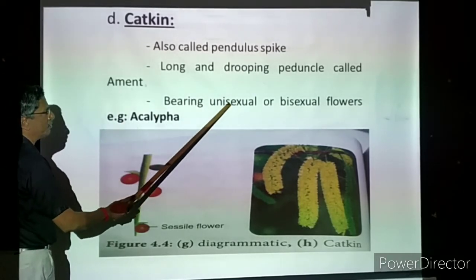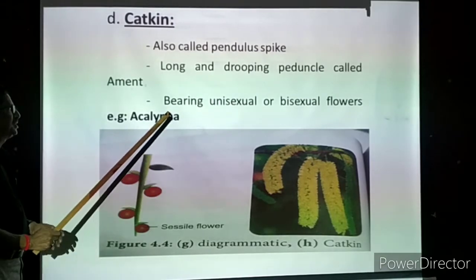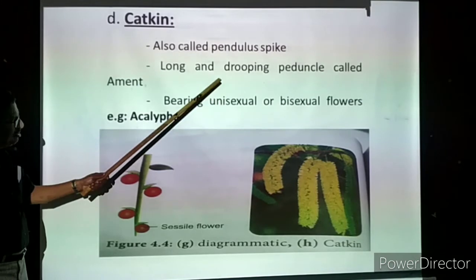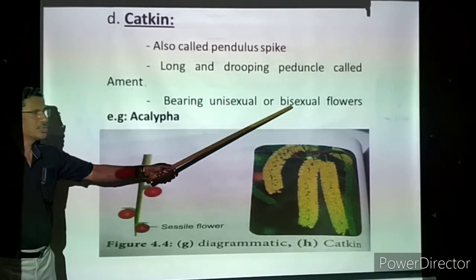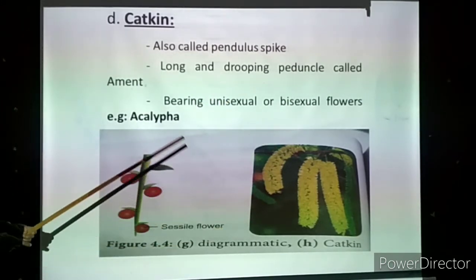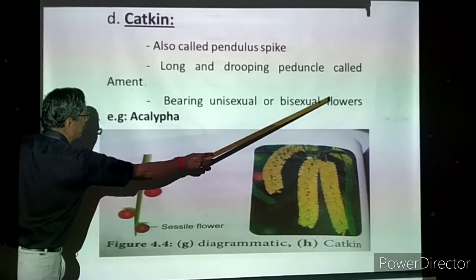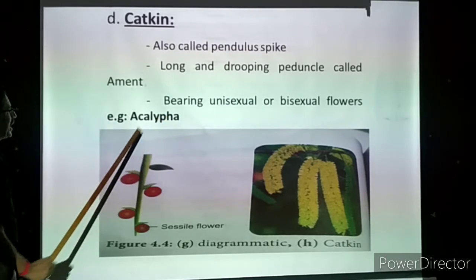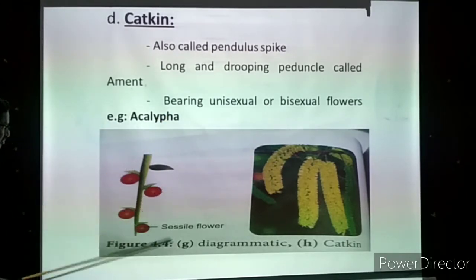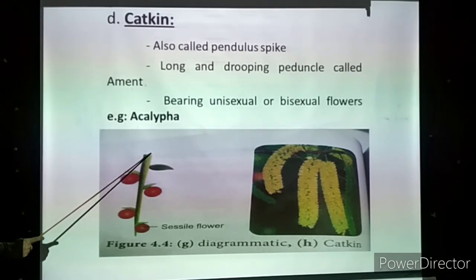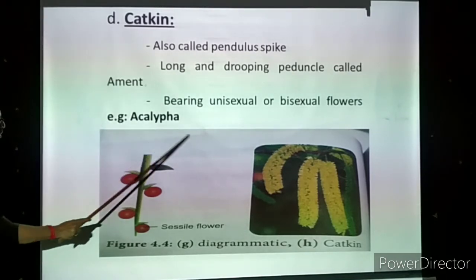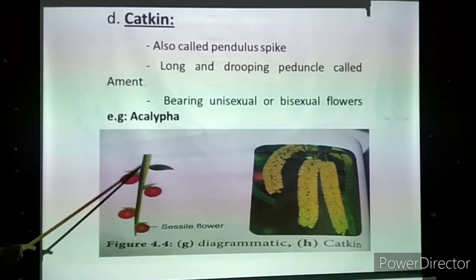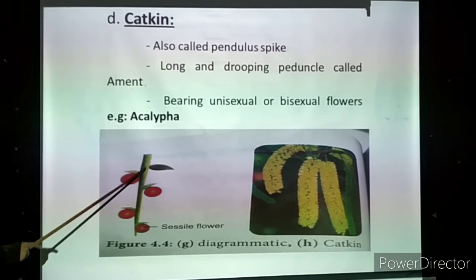Bearing unisexual or bisexual flowers. Unisexual flower means only the male reproductive part will be there or only the female reproductive part will be there. But in bisexual flowers, both male and female reproductive parts will be present in the same flower. Example, Acalypha. Now this is Acalypha. Once again, a diagrammatic representation. This is the base of the peduncle attached to the branch of the stem, but the tip of the peduncle is growing downwards. Okay, it is indefinite, indeterminate, but it is hanging down.